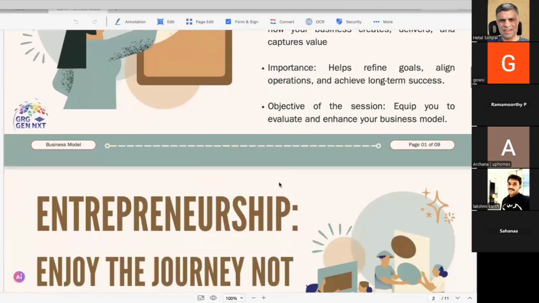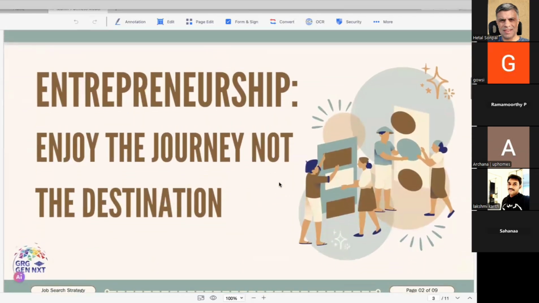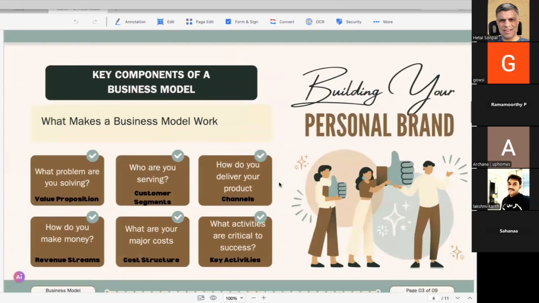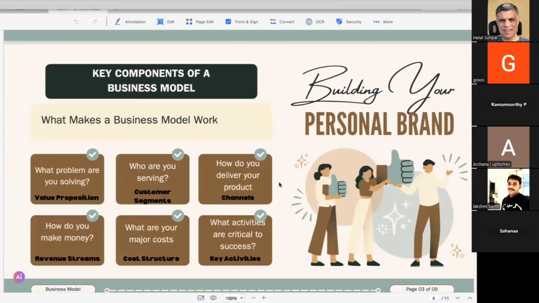Okay, let's move to the next slide. Any questions so far? Okay, great. So basically, the key components include what problem are you solving? Let's take an example of what Archana is doing, right? Archana is in the architecture industry, and she is working with end customers.